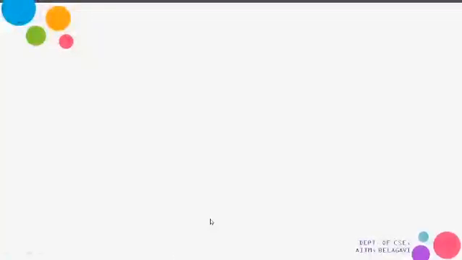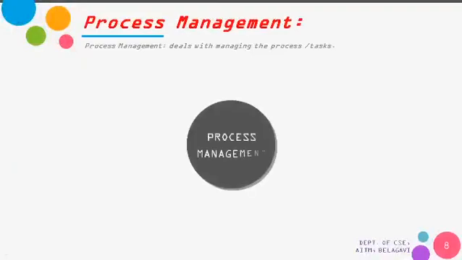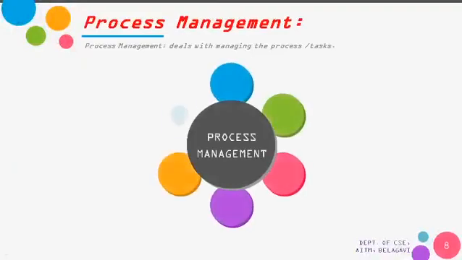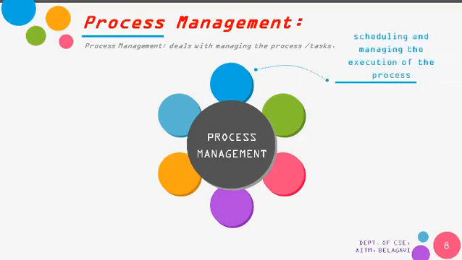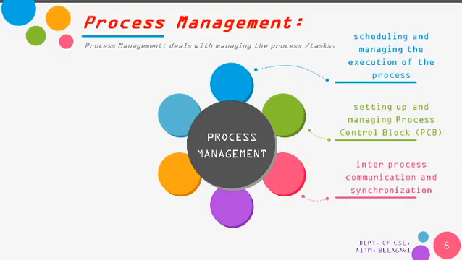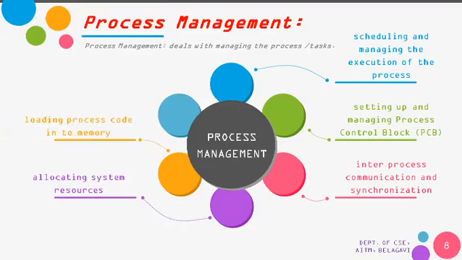Now going to process management. Process management deals with managing the processes or tasks. It mainly deals with scheduling and managing the execution of processes, setting up and managing process control blocks, and inter-process communication and synchronization. It also deals with allocating system resources, loading process code into memory, and setting up the memory for the process. These are all the tasks handled by process management.